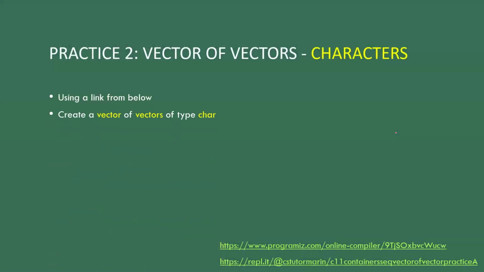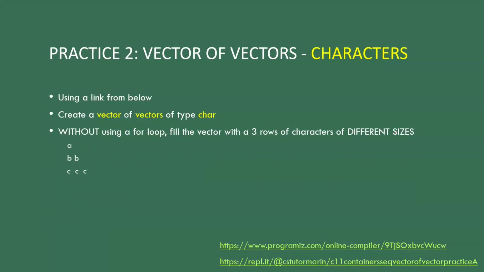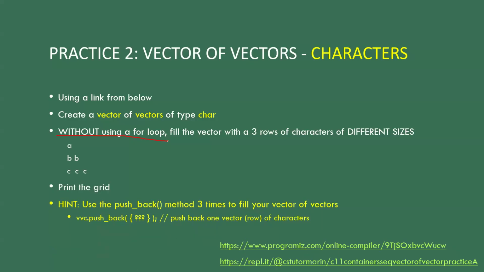So let's try to create a vector of characters. And there's a new kind of insight into this. So without using a for loop, okay? Let's not use a for loop on this. Create a row with A's, B's, and C's, right? So 1 A, 2 B's, 3 C's, separate rows in a 2D vector of vectors of type char, and then print that thing, okay? Really, really simple, right?